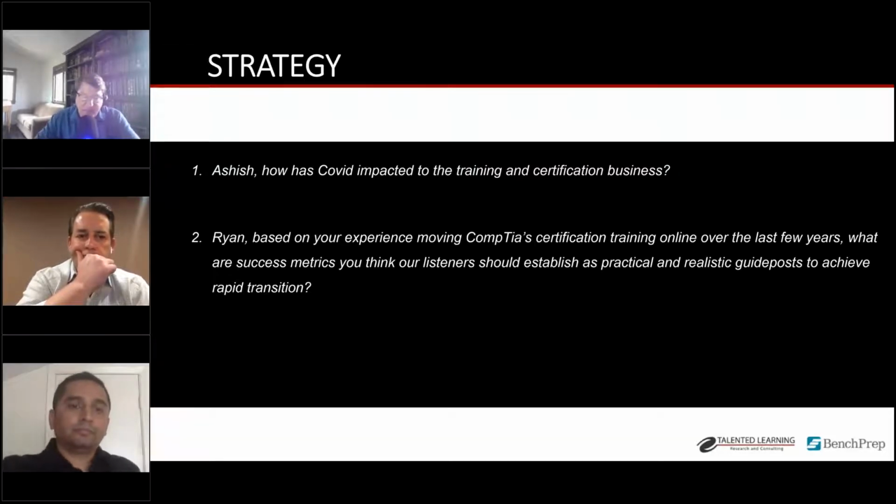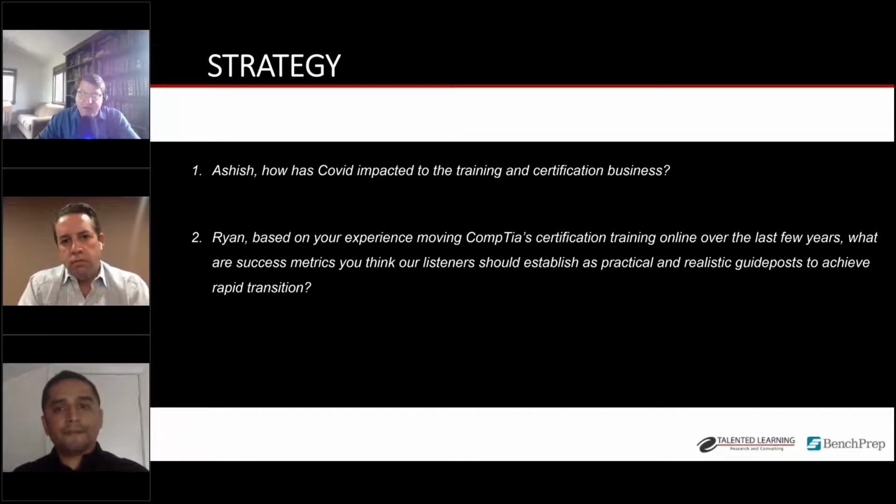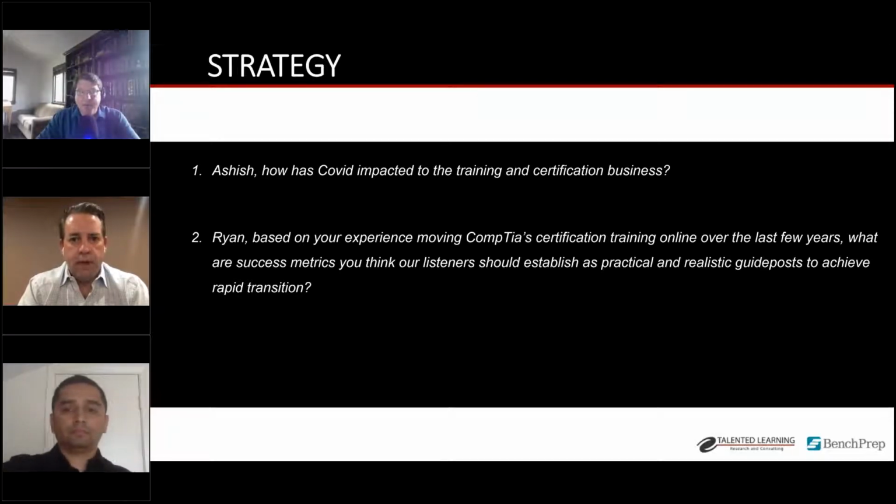But let's follow up with a second question and start getting into some actionable advice. Ryan, based on your experience moving CompTIA certification online over the last few years, what are success metrics that you think our listeners should establish as practical and realistic guideposts to achieve rapid transition? Now, I know you had the luxury, of course, as all organizations did up until 2 or 3 months ago, of a multi-year plan. But we're hoping that you can think about that multi-year plan and think, all right, now if I was to flash-cut, how would you do it? What would be the best way? So, what are your thoughts on that?